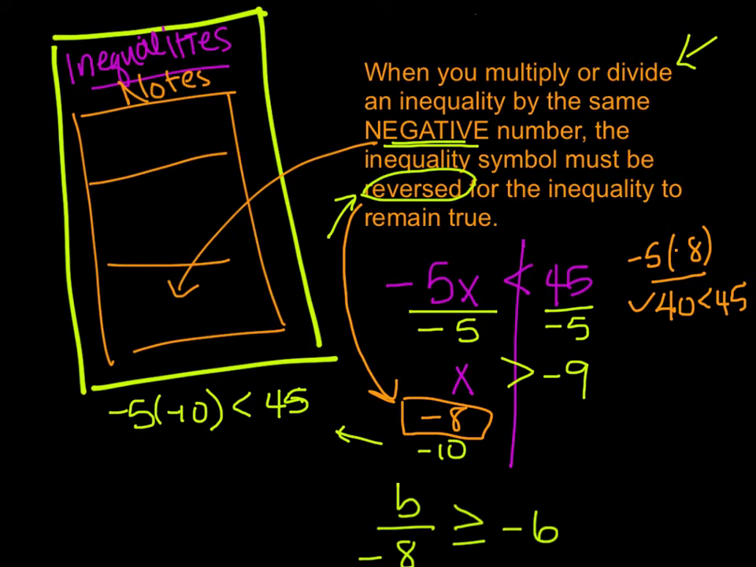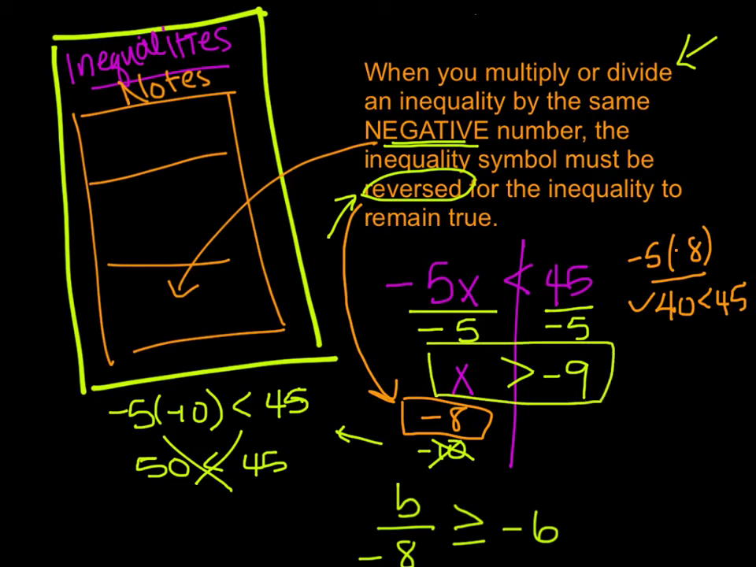Negative 5 times negative 10, we get a positive 50 is less than 45. This doesn't make sense. 50 is not less than 45, not on any planet, not even on Pluto. So that doesn't work, that negative 10. So x is greater than negative 9.